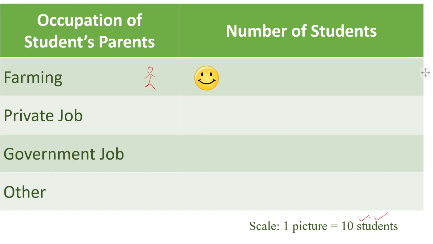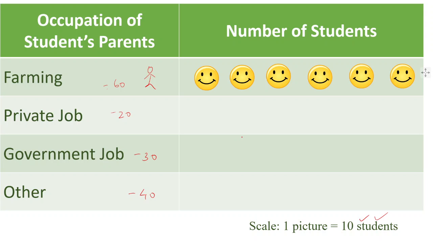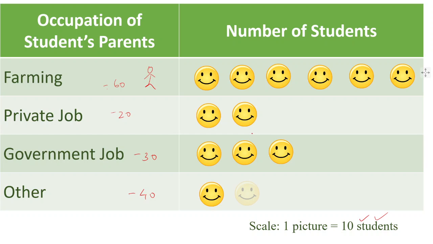So how many should I put? 60 was given, no? Here it was 60, this was 20, this was 30, and this was 40. So I will put 6 smileys here. Right? 60 students. 20 students means 2 smileys. 30 students means 3 smileys. 40 students means 4 smileys. I have done it.